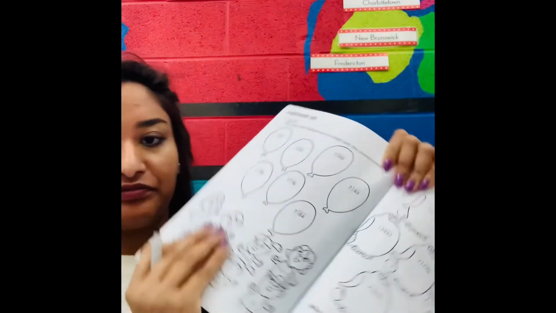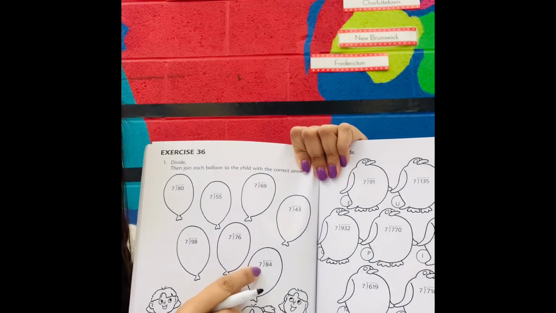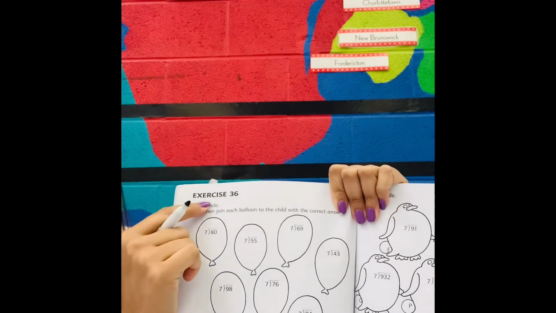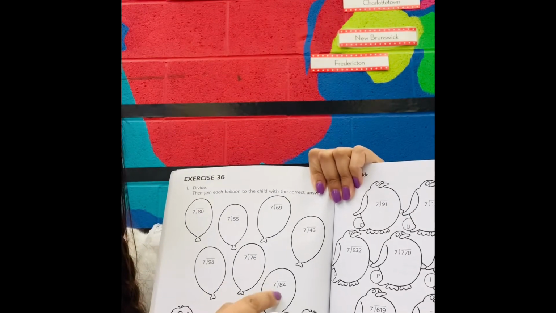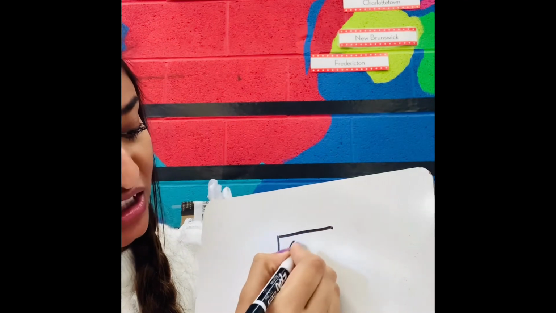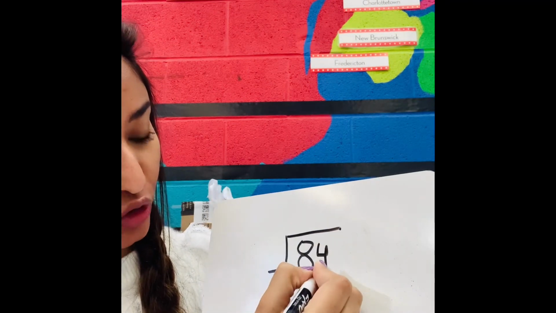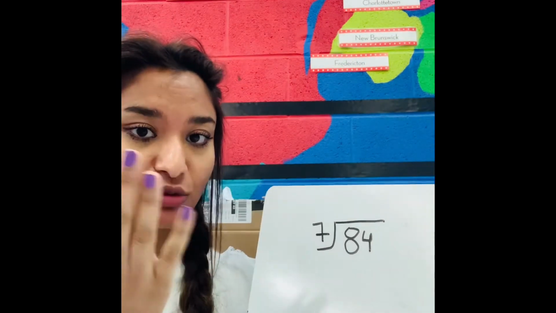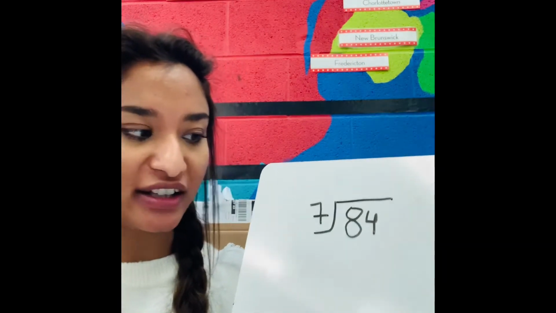Okay, so from your workbook, I am looking at 84 divided by 7. It is on page 102, exercise 36. So 84 divided by 7. So let's go ahead and see, what do we get? So 84, so imagine there are 84 cookies and there are 7 kids. We need to ask ourselves, well, how many cookies would each child get?